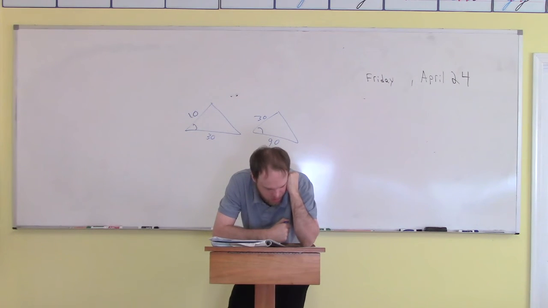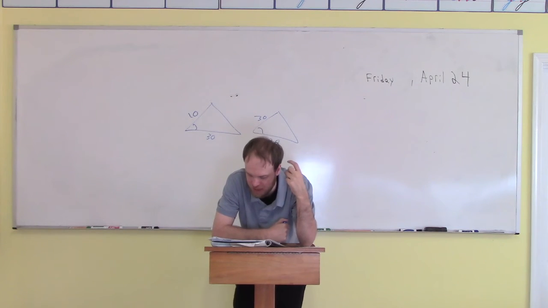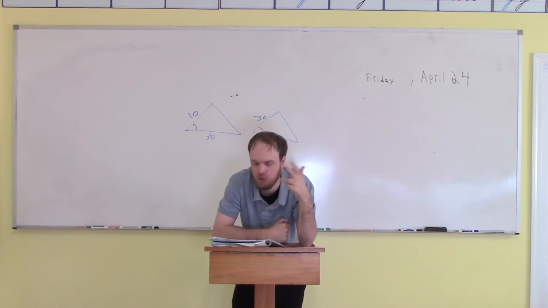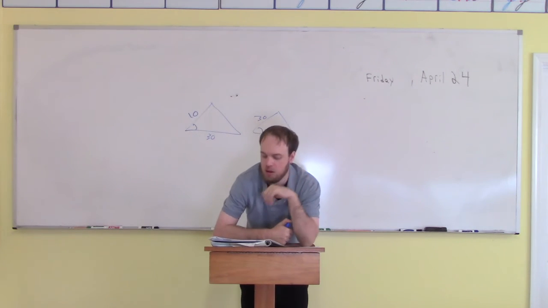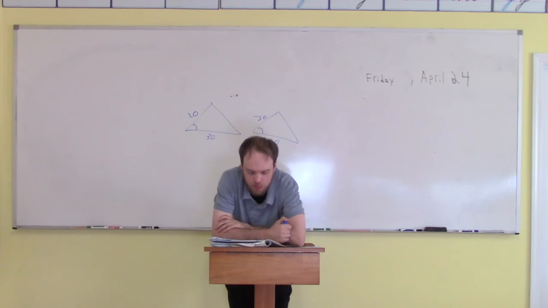So again, 18 says state 3 ways to prove that triangles are similar. Again, that was angle angle, if you have 2 angles that match; side side side, if the proportions of the sides match; or side angle side, where 2 sides match and then the included angles are equal. So that would be 18.